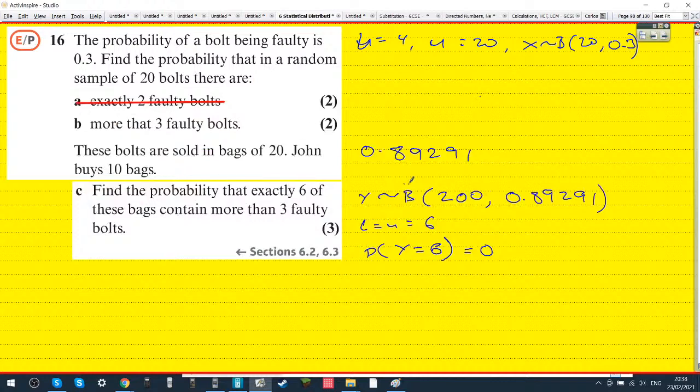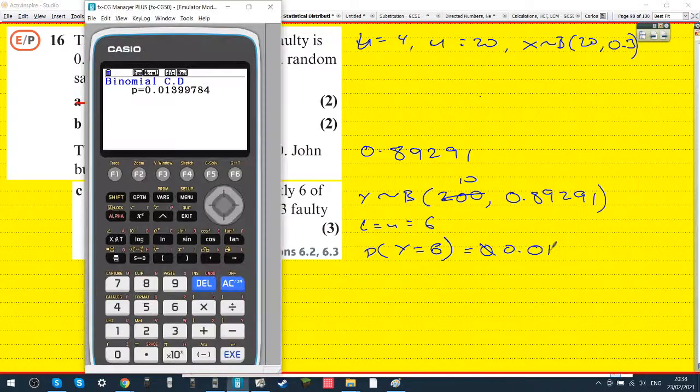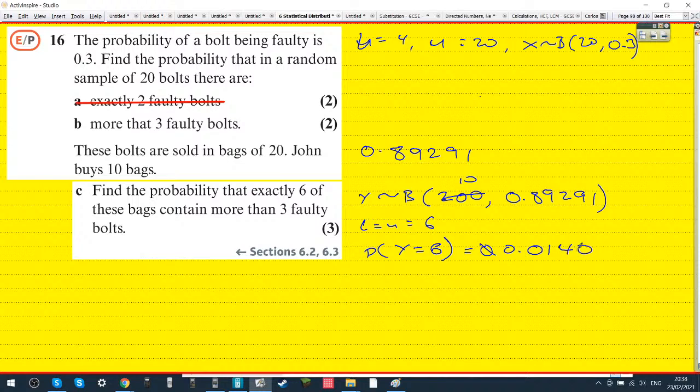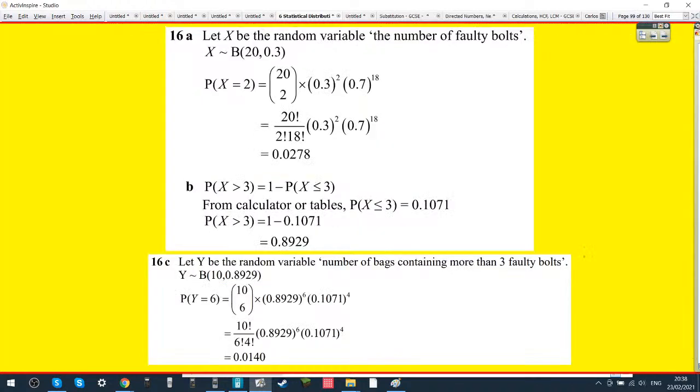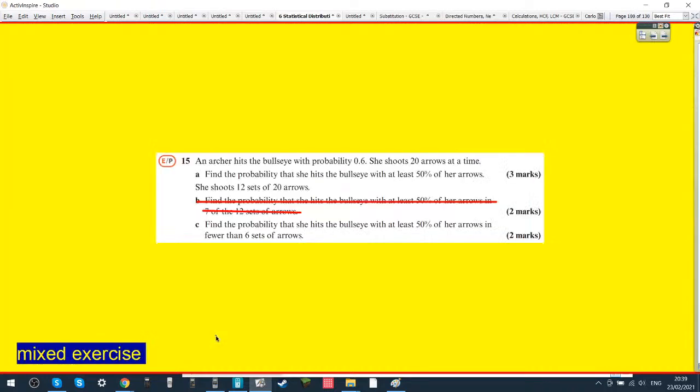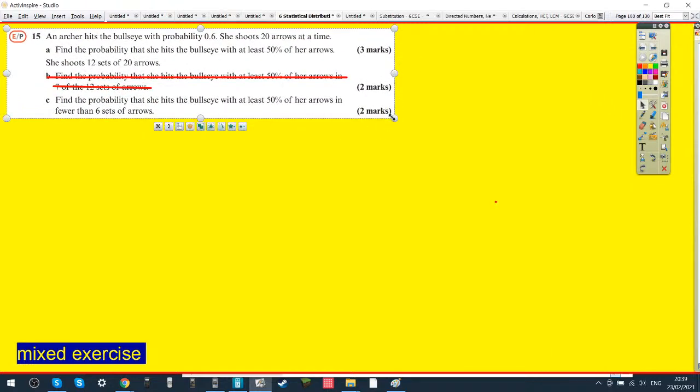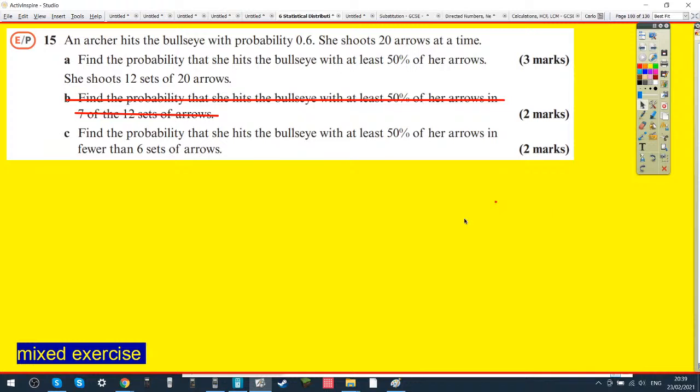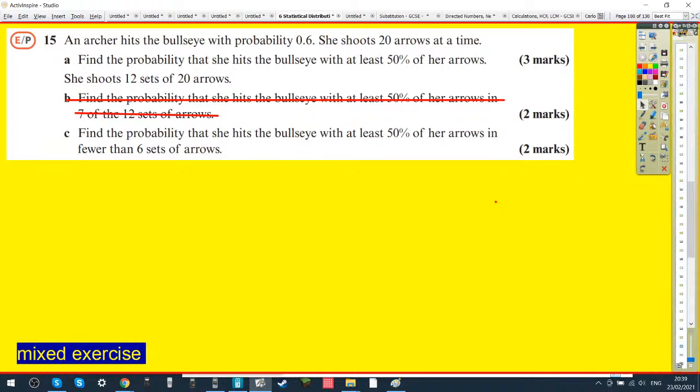I got 0.0140. Yeah, there we go. 0.0140. And then the other one. Great. So 20 was a red herring. Well, they're sold in bags of 20, but this one up here was 20. You know what I mean? Yeah. And so they can match up. Okay, let's see this one. All right, let's give it a go.